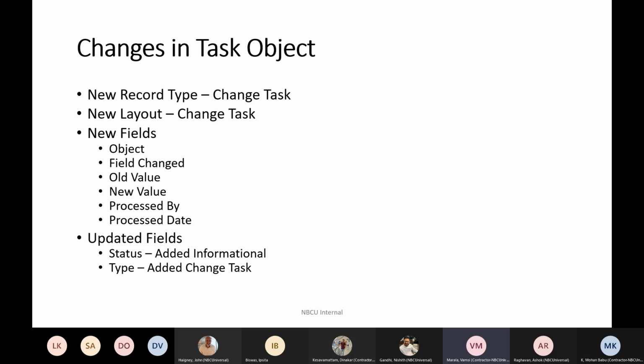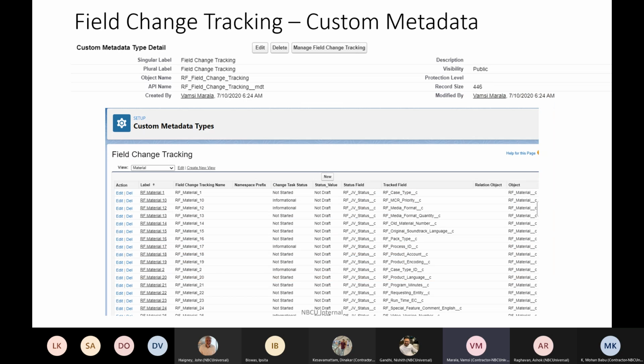What are the changes happening in the object? Those changes can be tracked, and how we can change what should be tracked. There is a custom setting, the field change track custom setting. We have to specify the values there. What are the fields that need to be tracked? This is the field change tracking, and here we have to specify on which object, what fields should be tracked.